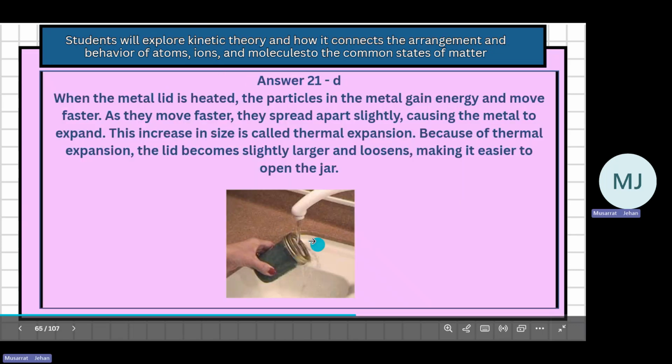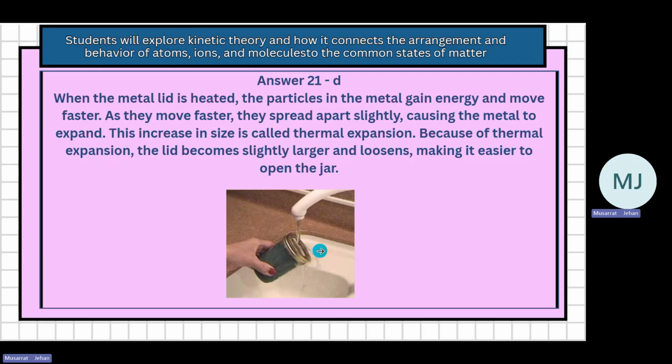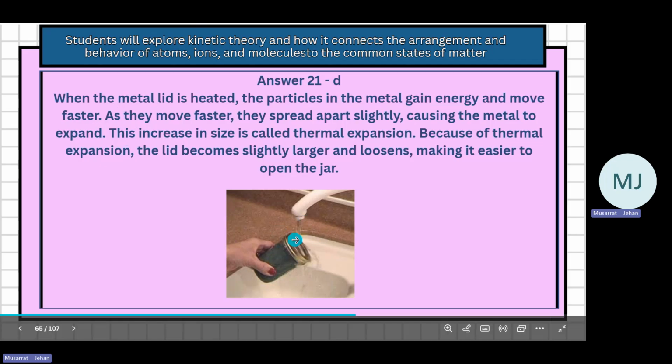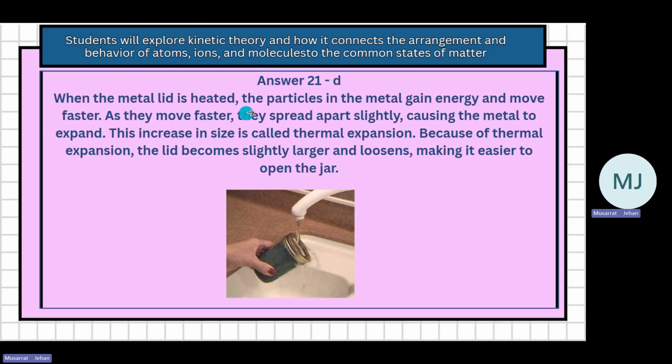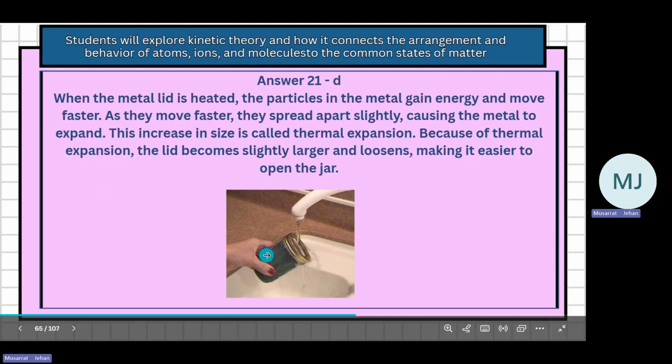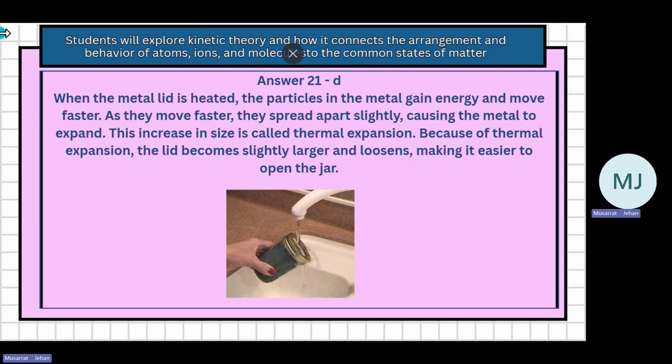Then they say that when a bottle is taken out of the fridge, it is difficult to open the bottle. Why? If you put warm water over the metal lid, it will open. When the metal lid is heated, the particles in the metal gain energy and move faster. As they move faster, they spread slightly, causing thermal expansion. This thermal expansion of the lid loosens it, and it's easy to open the jar. So this is because of thermal expansion.